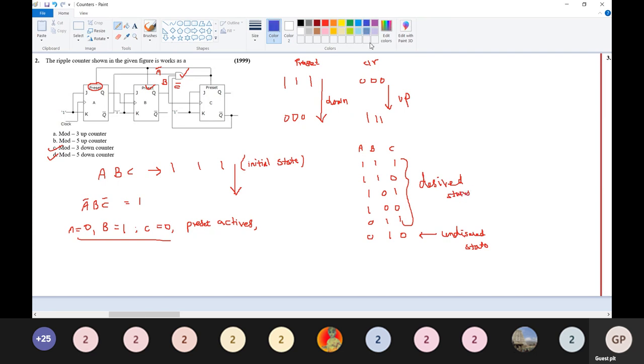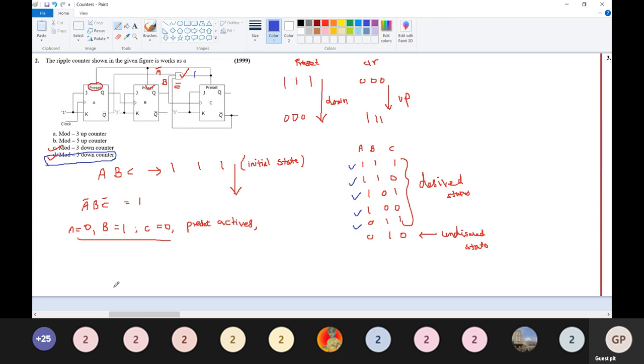So you will be getting 111, 110, 101, 100, 011, and when the input of this AND gate receives A equal to 0, B equal to 1, and C equal to 0, this gets set to 1. That means this gets activated, and this gets reset to 111. Now this is set to 111. So how many counts? 1, 2, 3, 4, 5. So your correct answer is modulus 5, down counter.